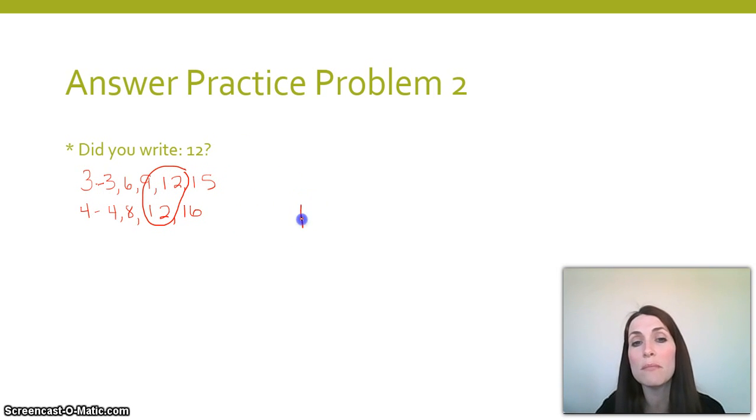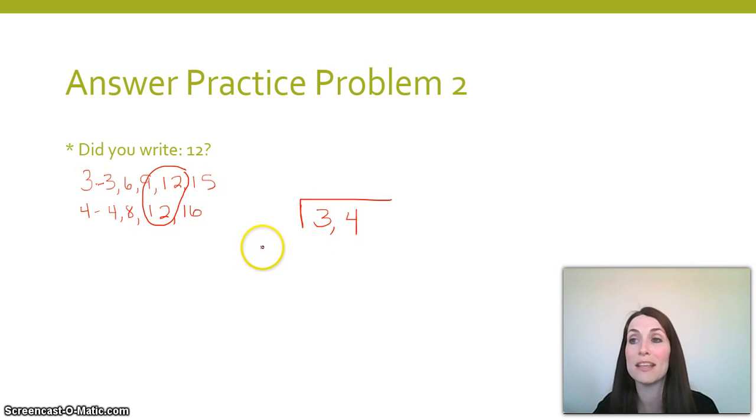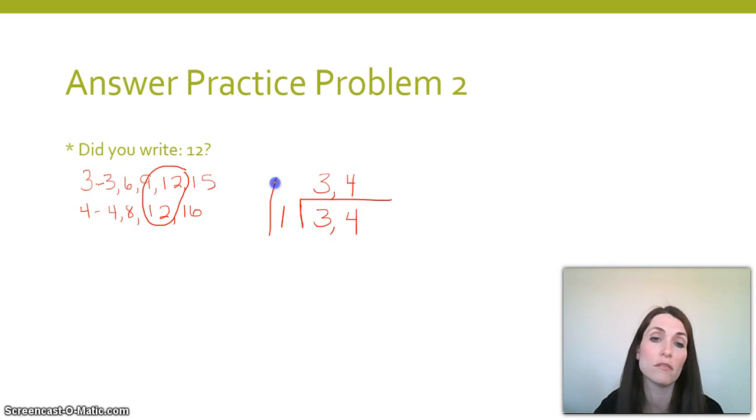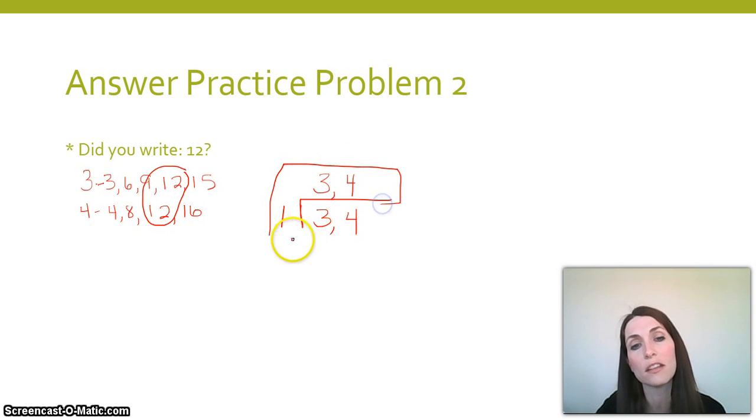If I wanted to use the make a cake strategy, I would put 3 and 4 inside my bottom layer of my cake. The only factor that will go into both 3 and 4 is 1. 1 will go into 3 three times. 1 will go into 4 four times. And if I keep doing this, I know that 1 is the only factor. So this is kind of a short little cake.